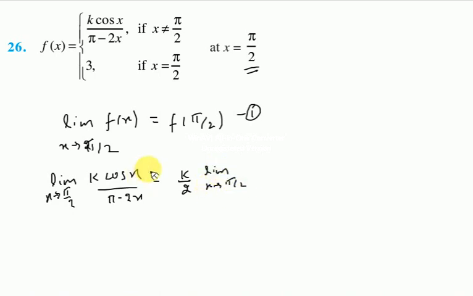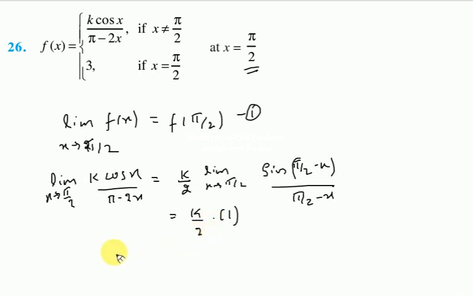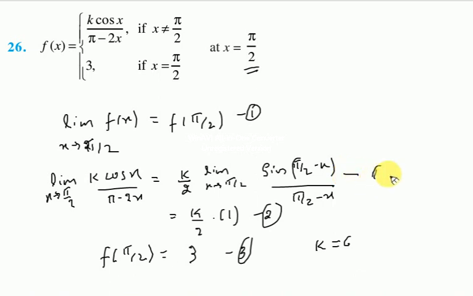I have taken k outside, and cos x can be rewritten as sine of pi by 2 minus x, because the denominator is already pi by 2 minus x by taking that 2 outside. So as x tends to pi by 2, this limit will be equal to k by 2 into 1, which is equal to k by 2. And what will be f of pi by 2? f of pi by 2 will be equal to 3. Therefore, from equations 1, 2 and 3, we can write k by 2 equals 3, or k equals 6. In the scheme of evaluation, for finding this limit you have 1 more mark, for finding this 1 more mark, for finding this 1 more mark.